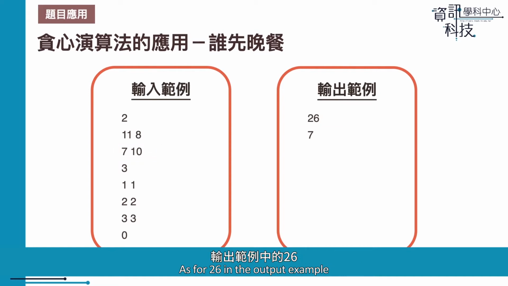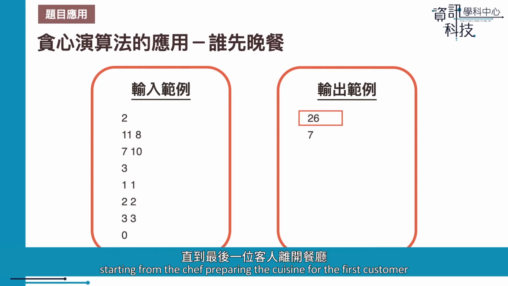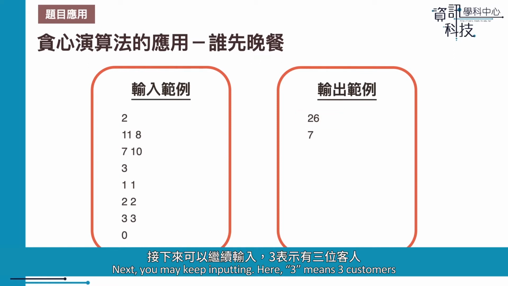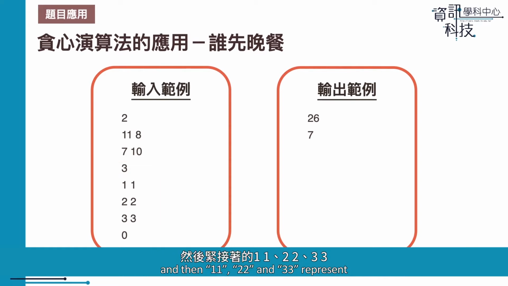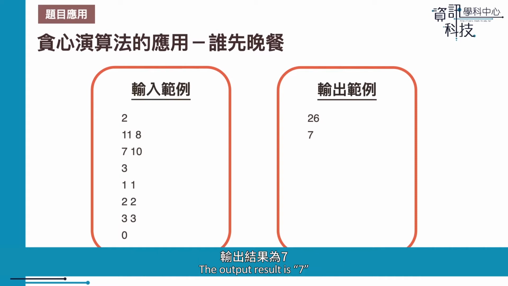As for 26 in the output example, it means the total duration of 26 units of time, starting from the chef preparing the cuisine for the first customer to the time when the last customer leaves the restaurant. Next, you may keep inputting. Here, 3 means 3 customers, and then 11, 22, and 33 represent the cuisine preparation time and the dining time of these 3 customers. The output result is 7. Finally, input 0 to complete the entire program.